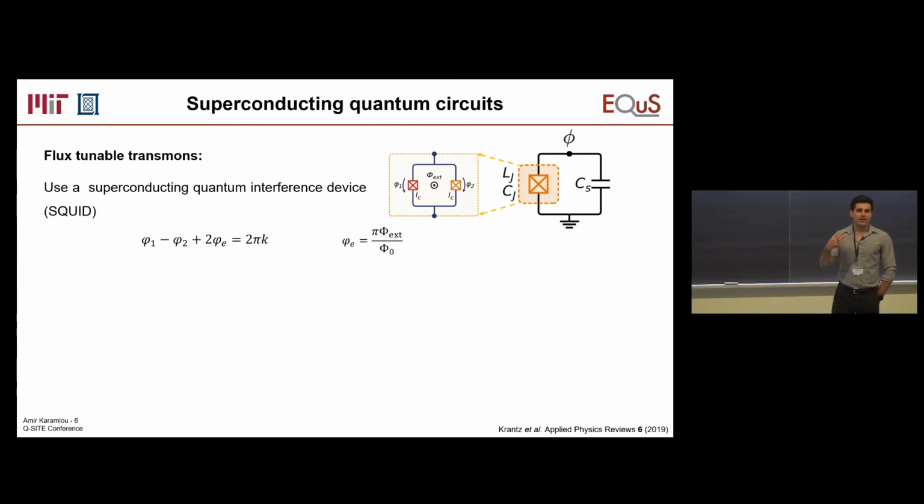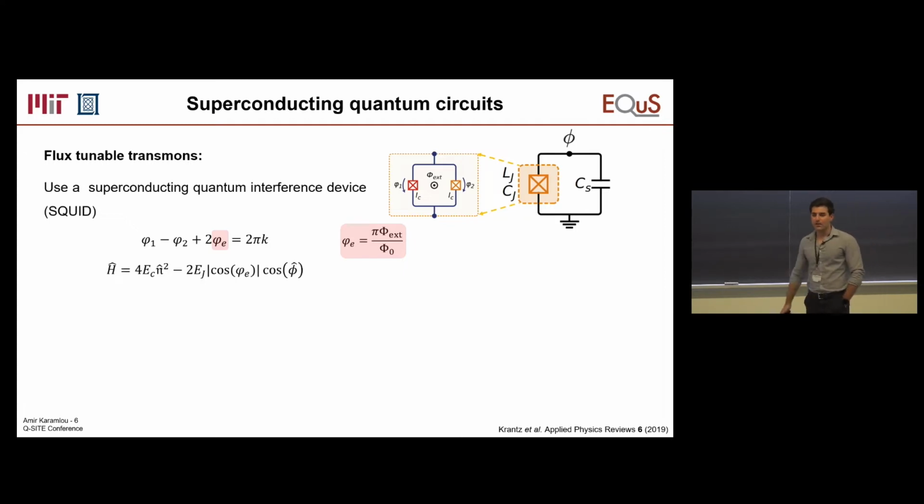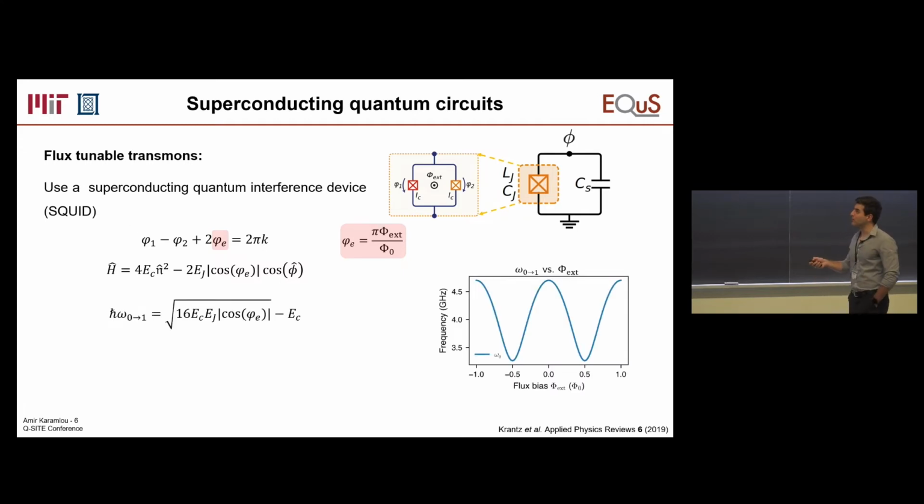When we have a circuit like this, this part has to follow this relation, where phi 1 and phi 2 are just the phase across the first junction and the second junction. And this phi e is given by the external magnetic flux that's going through the SQUID loop. This is something that we have control over as experimentalists. So the Hamiltonian of my system will look something like this. Let's not emphasize it. But when I look at the transition frequency between 0 and 1, it has a cosine-like dependence on the magnetic flux that goes through the SQUID loop.